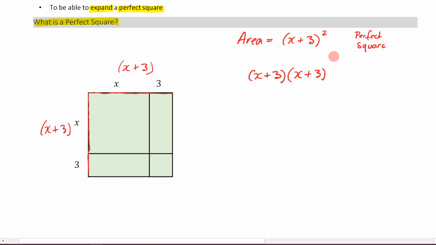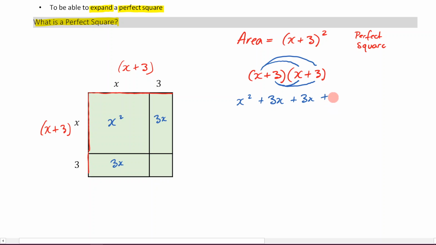Now, the next thing we need to know is how to expand a perfect square. And we learned how to do binomial expansion in our previous advanced lesson. That's when we went, hey, x times x is x squared. And we know that would correspond to this area right here, x times x. Then you'd go x times 3 is 3x, and that would correspond to this area right here. 3 times x is 3x, so plus 3x here. That would correspond to this area. And then the last one here is 3 times 3.